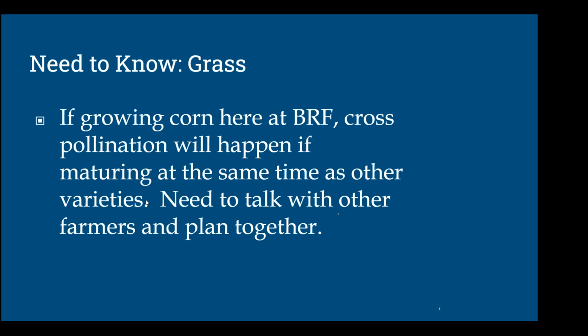Some need-to-knows: if you are growing corn at Big River Farms, cross-pollination can happen if it's maturing at the same time. So it's really important to talk with your farmers and plan together. It's just important in general to get to know one another and talk to each other a little bit about your plan for your plot, for your farm. It's good to connect and get to know each other in that way.